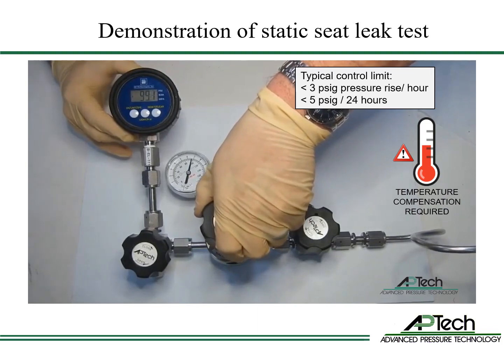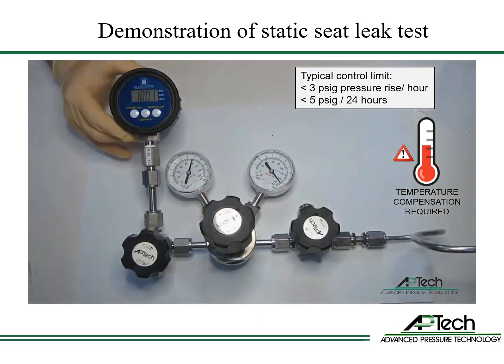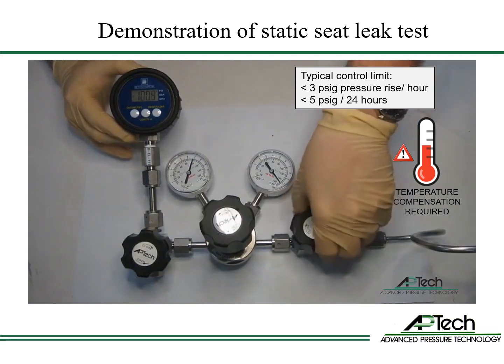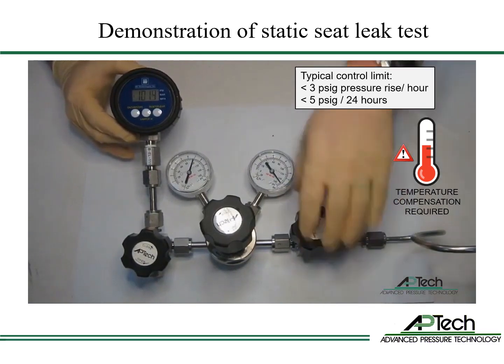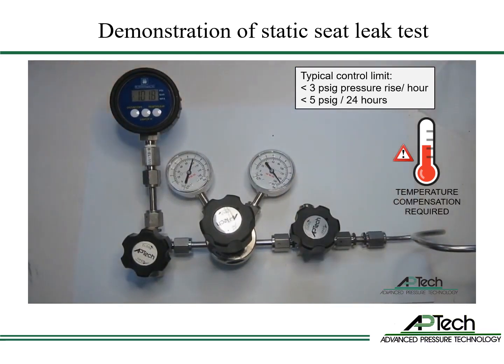Confirm the shutoff of the upstream valve and downstream valve and monitor for a pressure change, rise or drop. An outlet pressure rise is an across the seat leak. Pressure drop is an outboard leak. Typical test specification is not more than 3 psig pressure rise in 1 hour and or 5 psig in 24 hours.